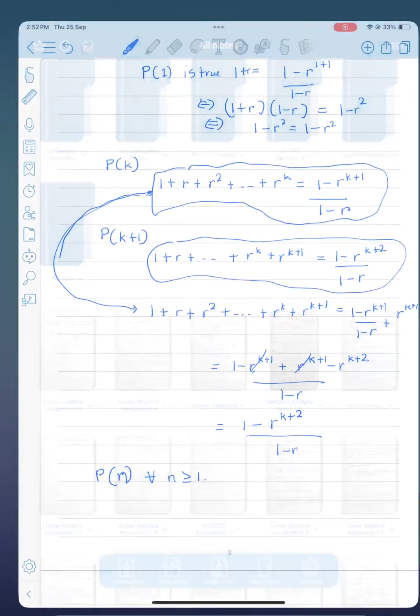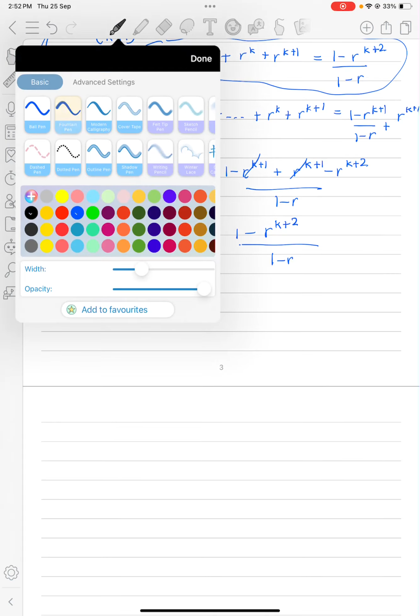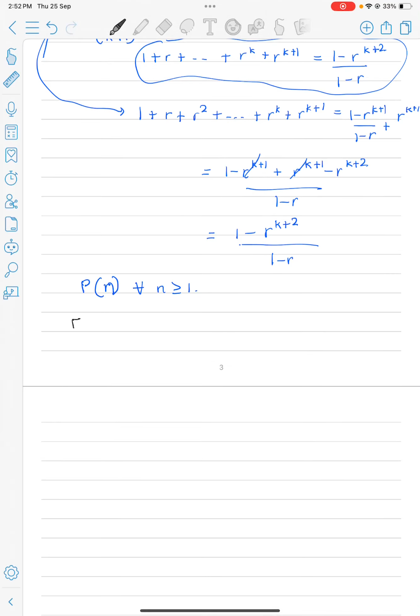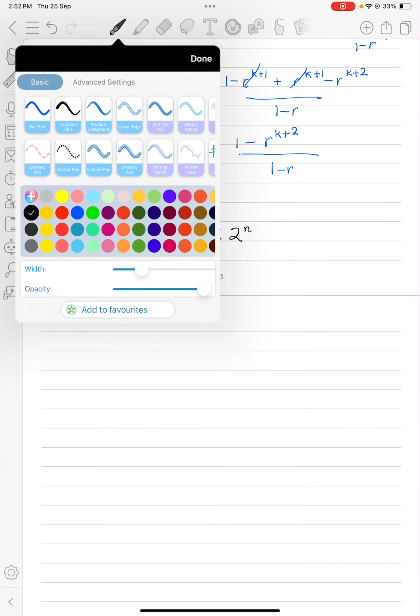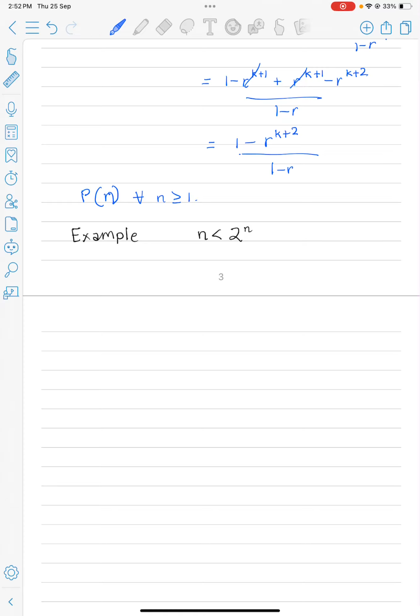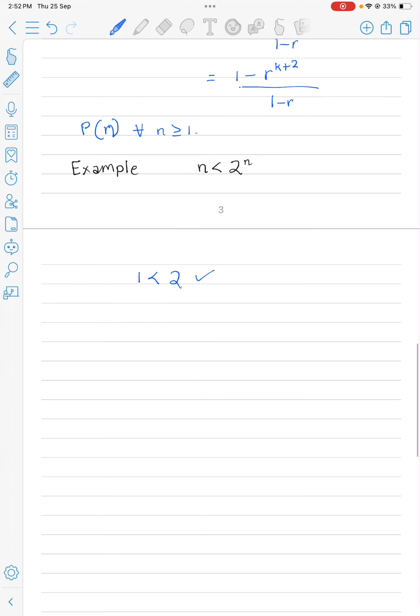Okay. So this is also we have to prove for all n. Okay. So let me write it. So this I have to prove. So first I will take n is equal to 1. Then 1 is smaller than 2. This one is correct.